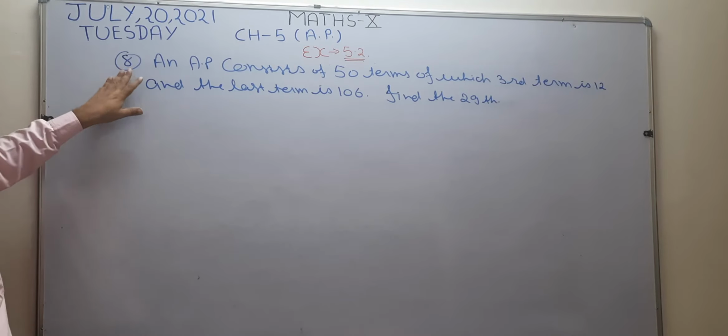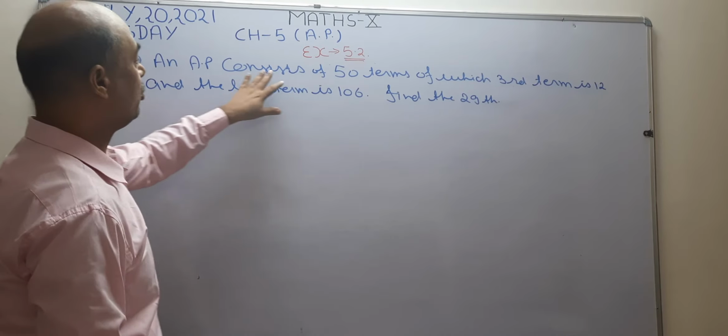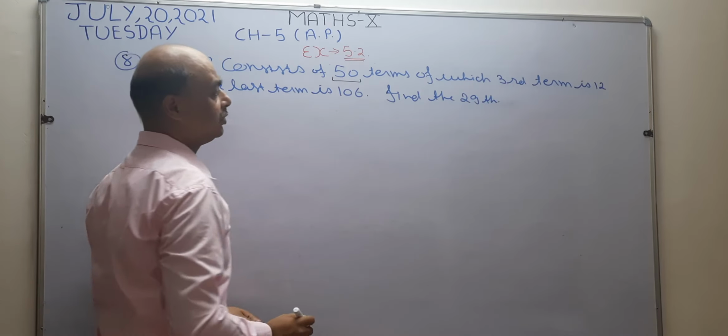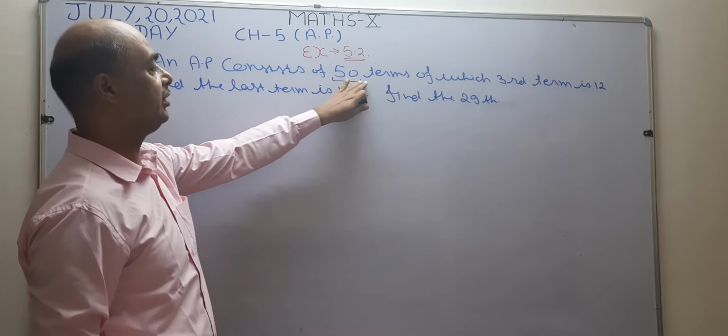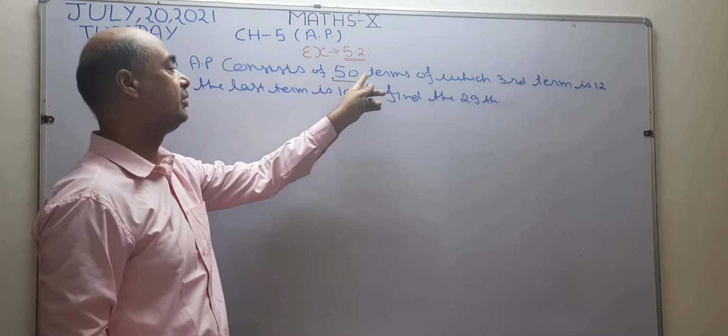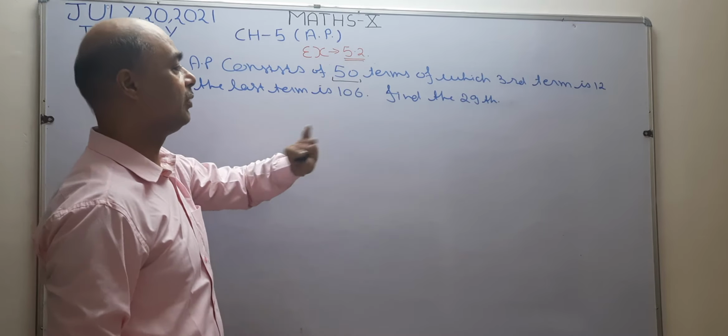Now I want to solve question number 8. An AP consists of 50 terms. This AP has a total of 50 terms. What is the meaning of this line? It means the last term of the AP is the 50th term. Since this AP contains 50 terms, 1, 2, 3, 4, the last term is going to be the 50th term of the AP, in which the third term of the AP is given.